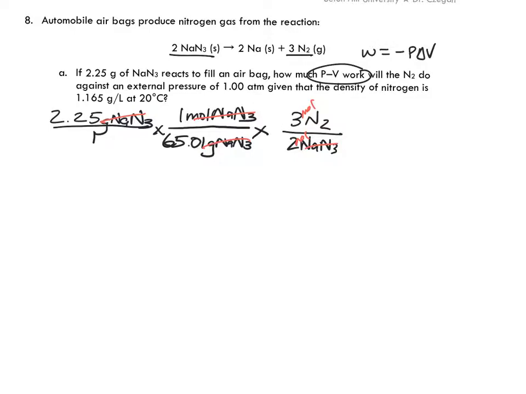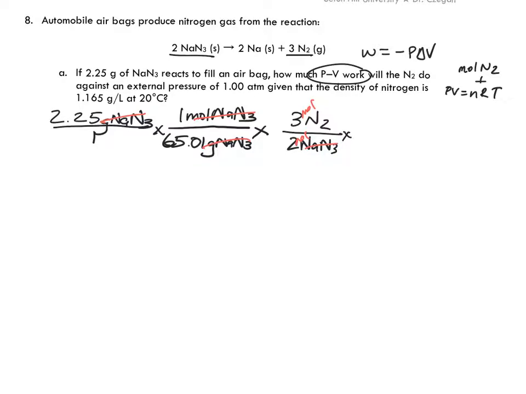At this point in the problem, we could stop and use the moles of N2 and the PV equals nRT equation with the 20 degrees Celsius and the 1 atm, the moles, and the ideal gas law to find the volume. That would certainly be one option. Another option we have, though, is to use the density that's provided. So that's what we're going to do.